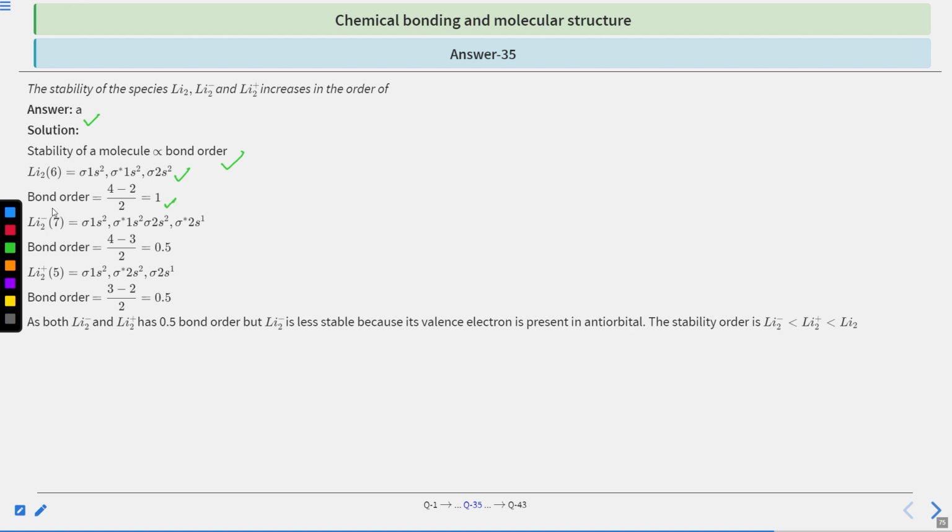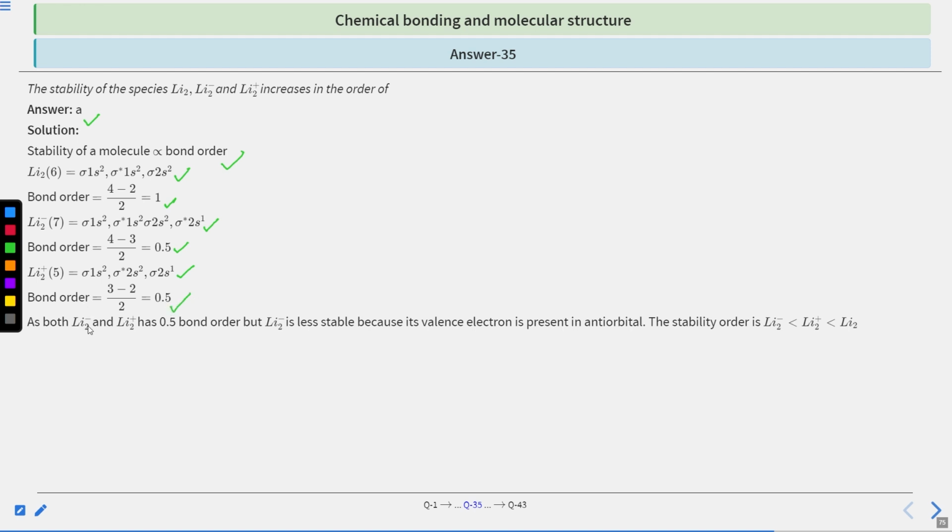In the Li2 negative, 7 electrons are present. So this is the electronic configuration. And the bond order will be 2 plus 2, that is 4, minus 2 plus 1, that is 3. So 4 minus 3 will be 1. 1 divided by 2 will be 0.5. In the Li2 positive, 5 electrons are present, and this is the orbital configuration of Li2 positive. And the bond order will be 2 plus 1, 3, minus 2. Only 2 electrons are present in anti-bonding. And then 3 minus 2 will be 1. 1 divided by 2 will be 0.5.